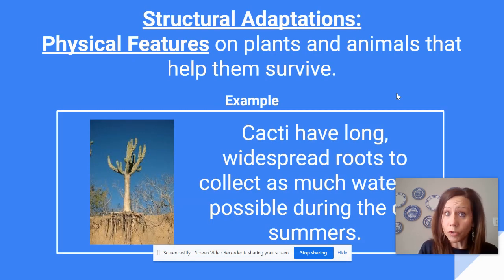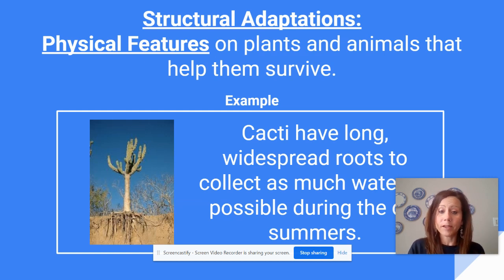Now we have some structural adaptations. Structural adaptations are physical features on plants and animals that help them survive. So as opposed to things that they do, which are behavioral, these are structural. They're actually physical features, characteristics of their physical nature.